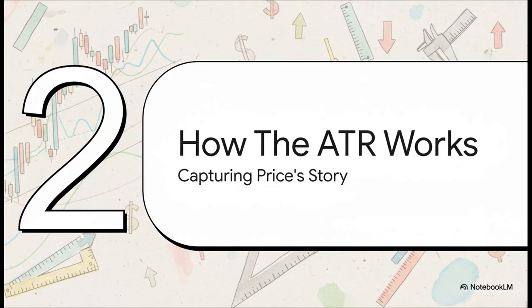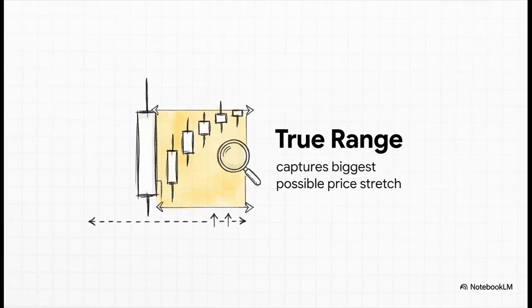Okay, so how does this ruler actually measure anything? Let's pop the hood and take a look. And don't worry, we're not going to get bogged down in a bunch of complicated math. We're just going to focus on the really simple, kind of brilliant idea that makes it all work. The secret sauce to the ATR is this concept called the true range. And the whole point of the true range is to capture the entire story of a single day's price movement, its biggest, most complete stretch from the very top to the very bottom.